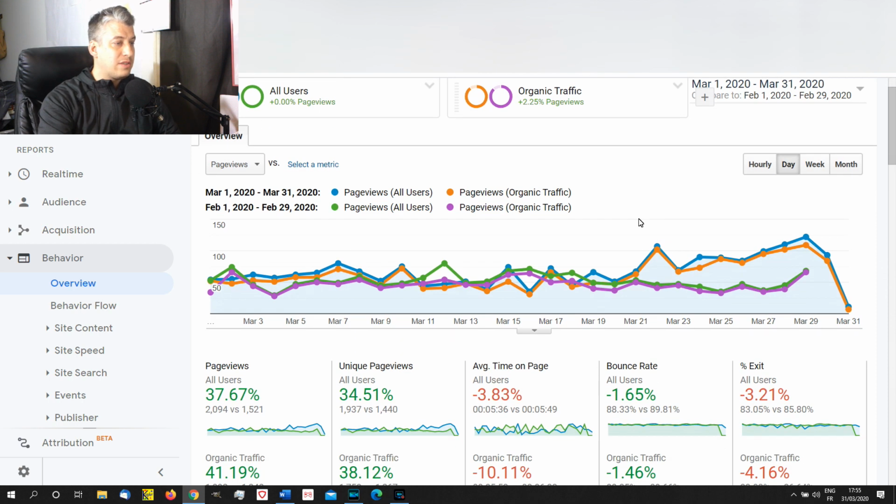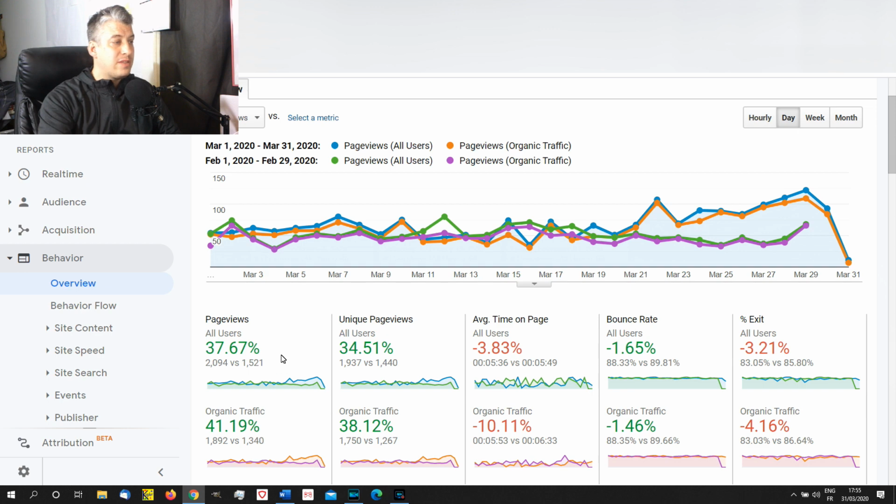So if we have a look at this, we can see that all page views across the board have gone up about 37%. So I got 1,521 in February compared to 2,094 this month. But in terms of organic traffic, that was a difference of, say, 1,340 to 1,892. So it's gone up 41% in organic traffic, apparently. So I'm pretty happy with that.